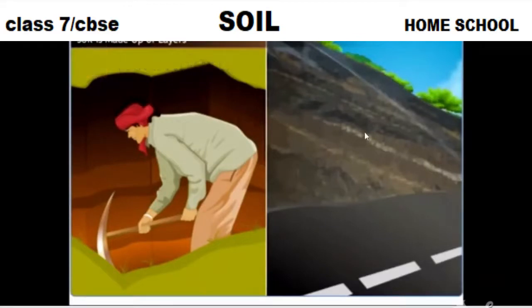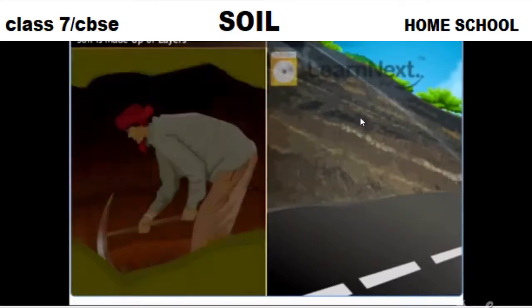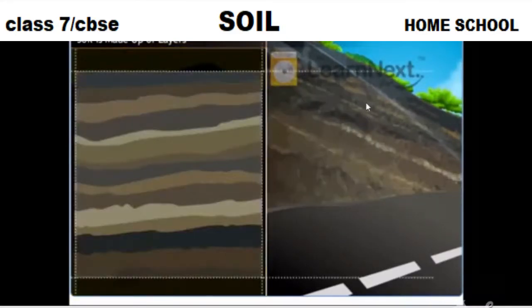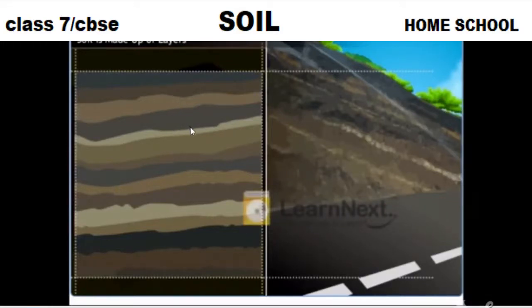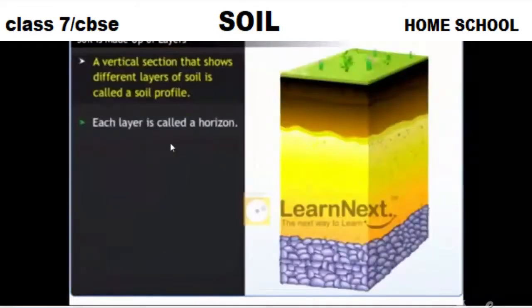When big rocks are broken up to make a road, you will see different layers. You can see different colors and different shades in the soil. These different layers appear in different colors, and their thickness is also different, right? So this is what we call layers of soil, right?